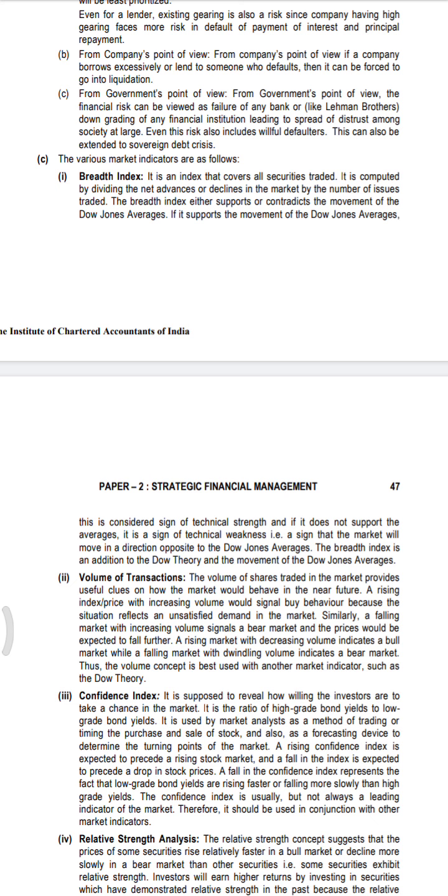Explain various market indicators. Breadth index is an index that covers all securities traded. It is computed by dividing the net advances or declines in the market by the number of issues traded. The breadth index either supports or contradicts the movement of the Dow Jones average. If it supports the movement of the Dow Jones average, this is considered a sign of technical strength, and if it does not support the average, it is a sign of technical weakness. That is a sign that the market will move in a direction opposite to the Dow Jones average. The breadth index is an addition to the Dow theory and the movement of the Dow Jones averages.